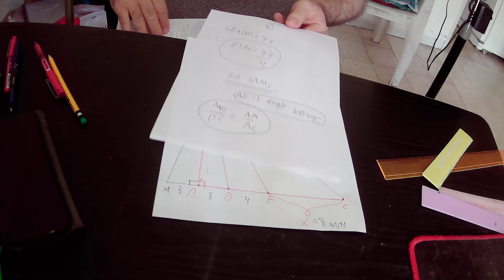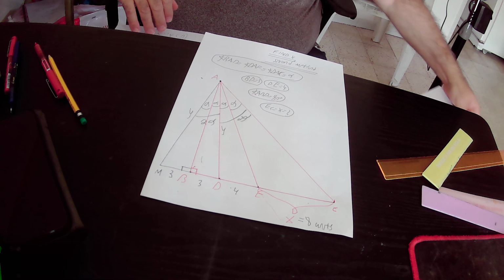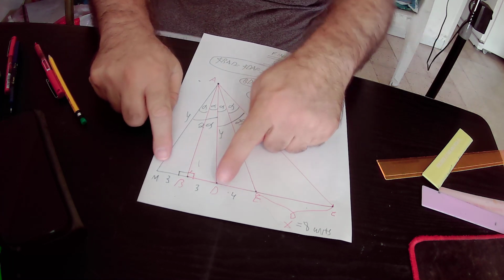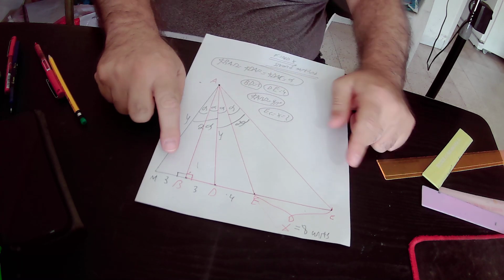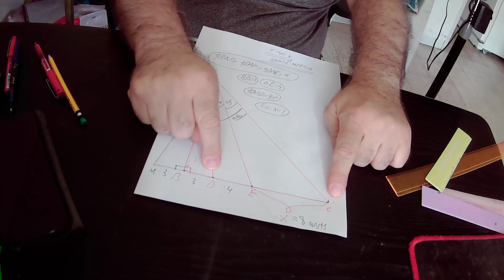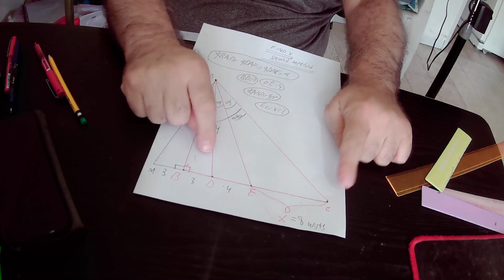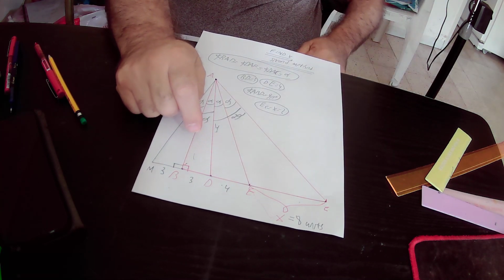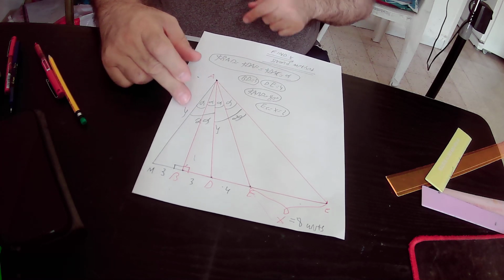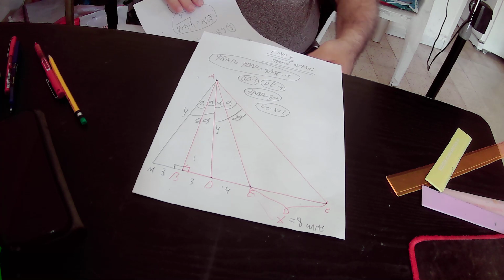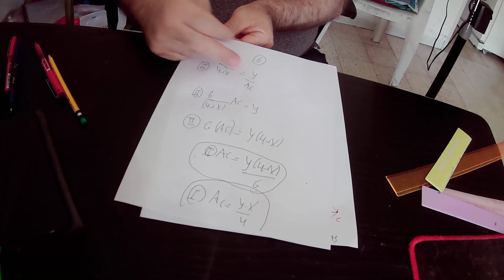Okay, and what is the value of MD? MD equals 3 plus 3, that is 6. What is the value of DC? DC, according to the drawing, equals 4 plus X. And what is the value of AM? AM equals Y, according to our definition. So in total, in equation number 2, we got that 6 over 4 plus X equals Y over AC.